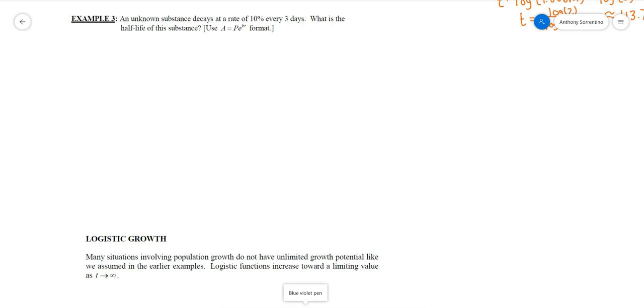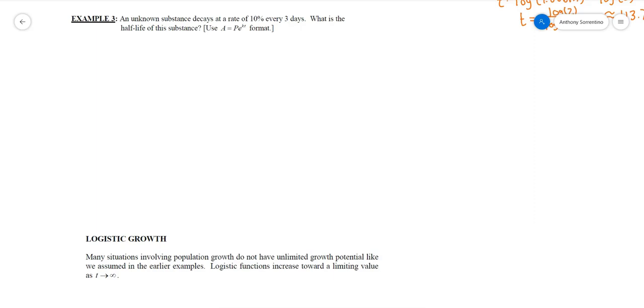Now again, you're not being told here what the original amount of the substance is. And again, it really doesn't matter. It's losing 10% every 3 days. So if I had 100 pounds, after 3 days it'd be 90 pounds. If I had 10 pounds, after 3 days I'd have 9 pounds. I'm losing 10% each time. So it doesn't matter what values I use.